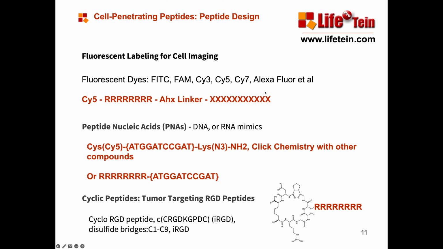There is a different kind of peptide called a peptide nucleic acid, or PNA. It is a DNA or RNA analog. We can synthesize half as a peptide and the other half as a PNA. This structure is the one I just mentioned earlier. The cyclic tumor-targeting RGD peptide can be linked with an R8 cell-penetrating peptide to form a lollipop-shaped structure.